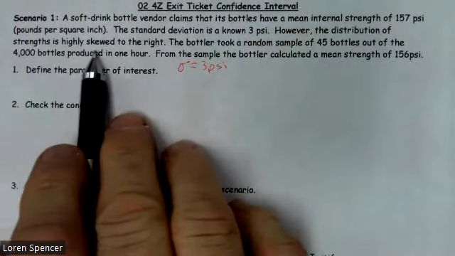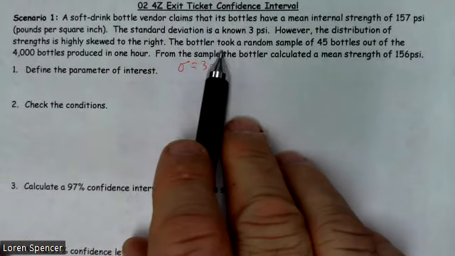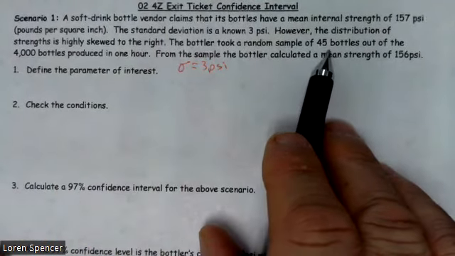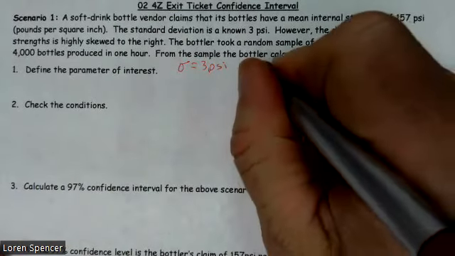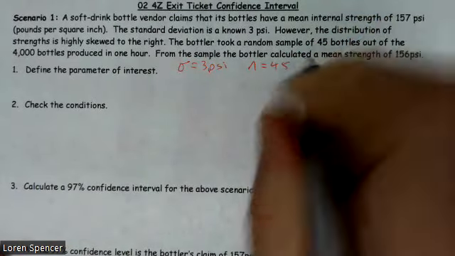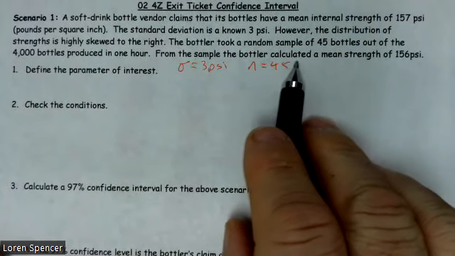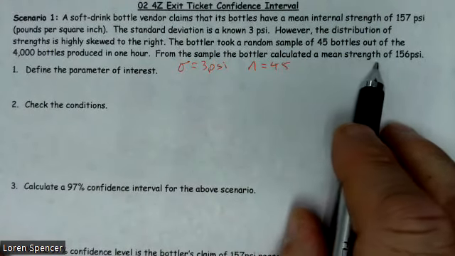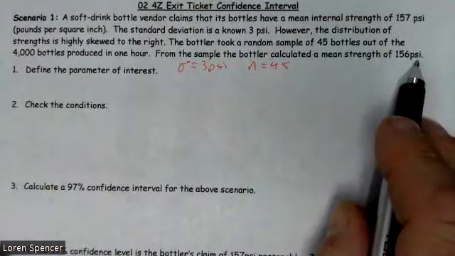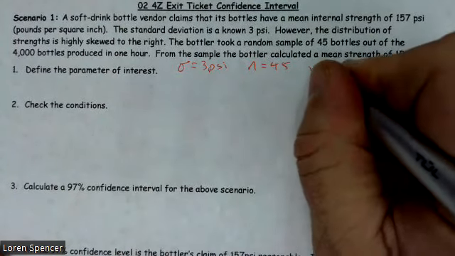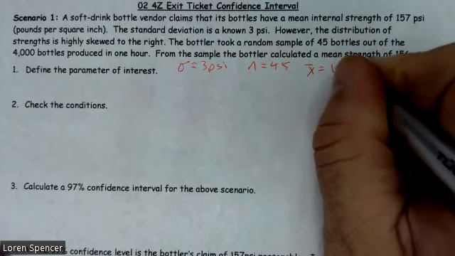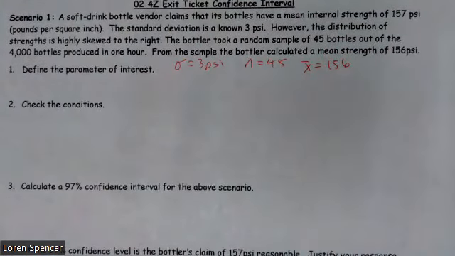However, the distribution of strengths is highly skewed to the right. The bottler took a random sample of 45 bottles out of the 4,000 produced in 1 hour. So n is 45. From the sample, the bottler calculated a mean strength of 156. So this came from the sample, which means this is our sample mean, our x bar. So our x bar is 156.